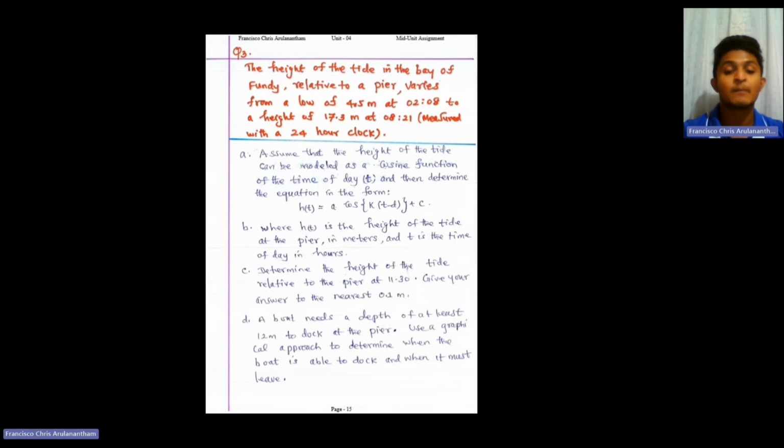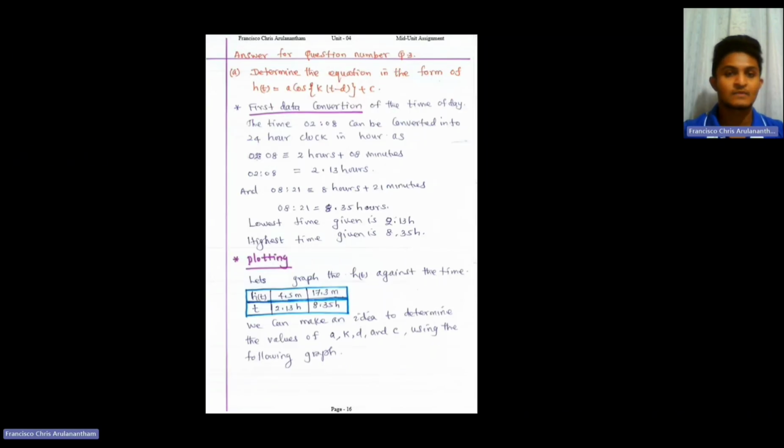Part D: a boat needs a depth of at least 12 meters to dock at the pier. Use a graphical approach to determine when the boat is able to dock and when it must leave. So now we will discuss the answer for part A in question number 3.